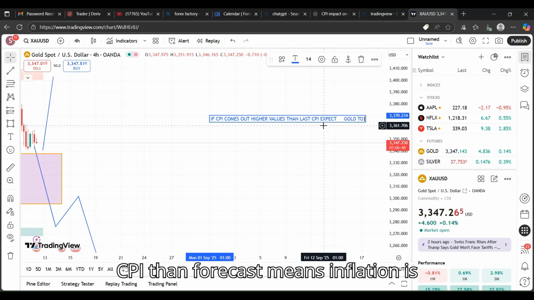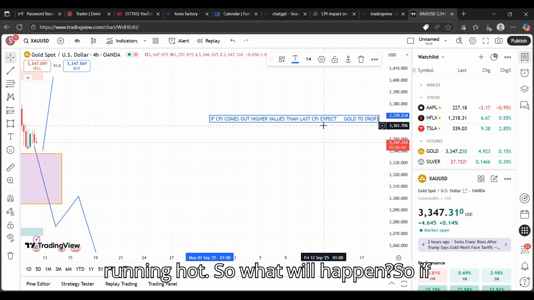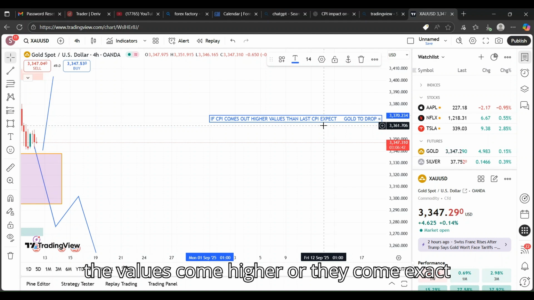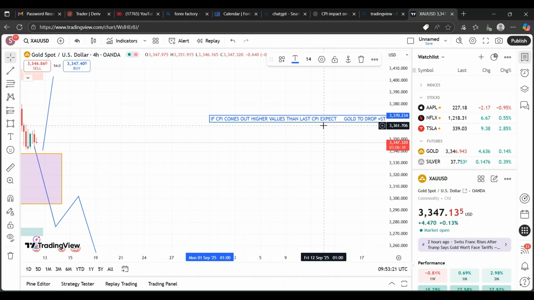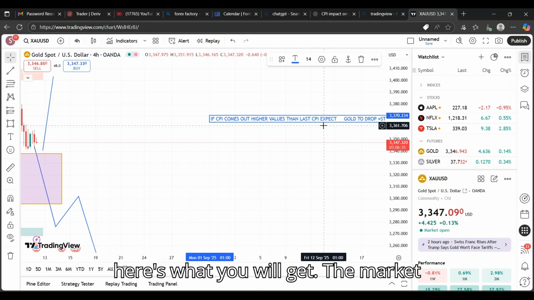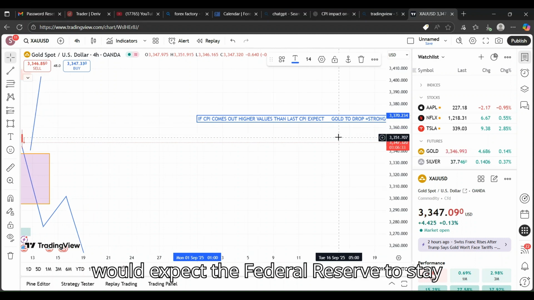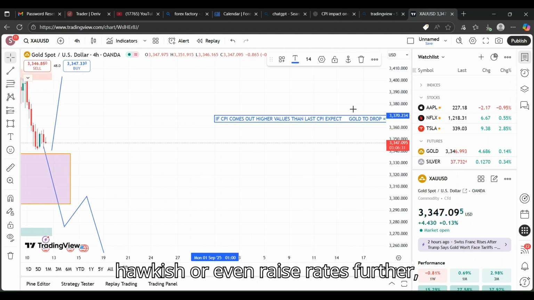Exodus/USD. Higher CPI than forecast means inflation is running hot. So what will happen? If the values come higher or exactly as the forecasted price, or the actual comes out higher than the forecast, here's what you will get. The market would expect the Federal Reserve to stay hawkish or even raise rates further.